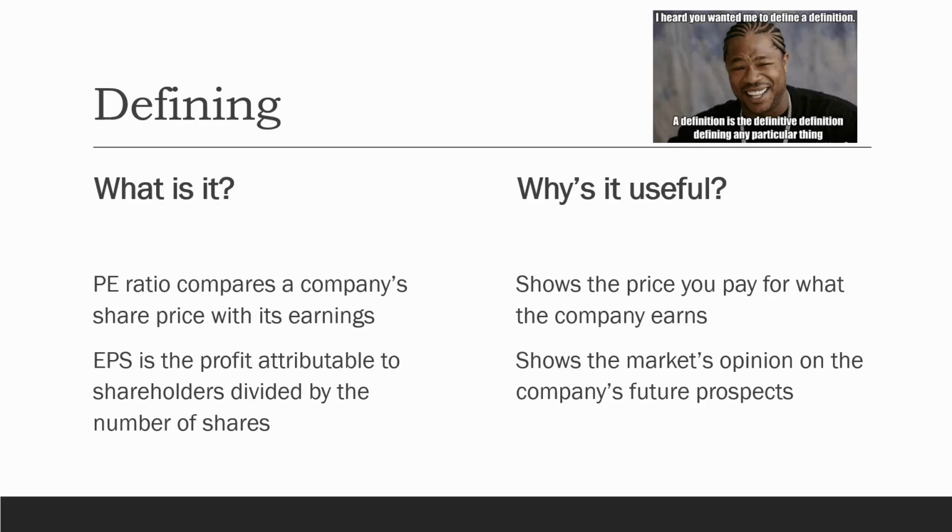The price to earnings ratio, or PE ratio, is the ratio for valuing a company that measures its current share price relative to its earnings per share, or EPS. The price to earnings ratio is also sometimes known as the price multiple or earnings multiple. The EPS is the profit attributable to shareholders as shown in the income statement divided by the number of shares in issue. Now you know what PE is.